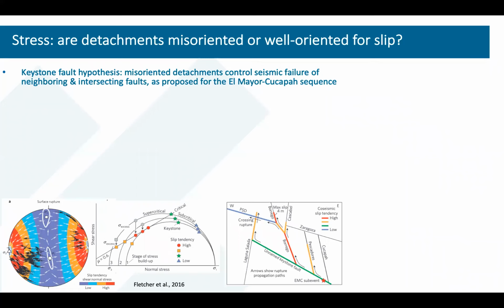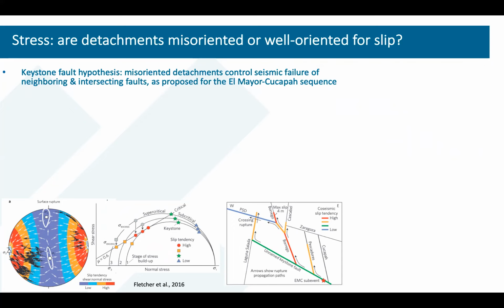And it's been proposed that the detachment served as a keystone fault. So essentially, the detachment is poorly oriented relative to the regional stress field, but all of the faults around it are relatively well oriented. So these steeper faults are well oriented. They are then critically stressed to failure well before the detachment is, but they can't rupture until the detachment itself is critically stressed to failure.